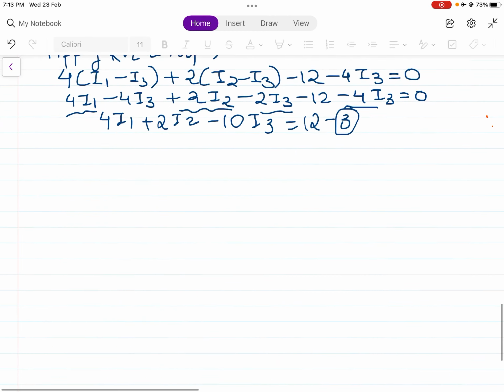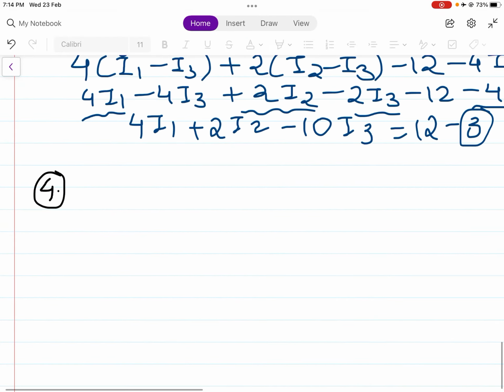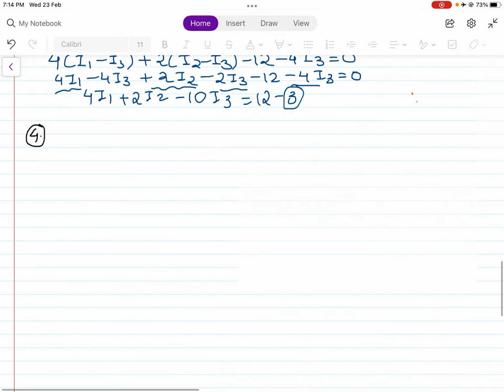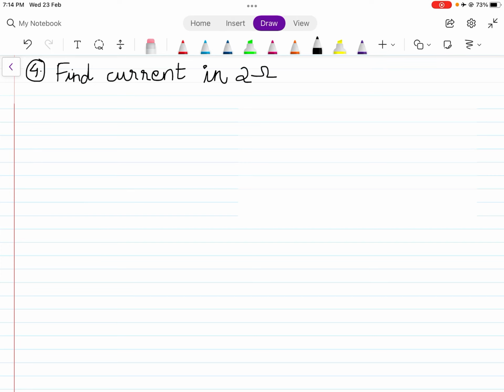Let's see the next question. Question number 4. Question number 4 is find the current in 2 ohm resistor. Find current in 2 ohm resistor.